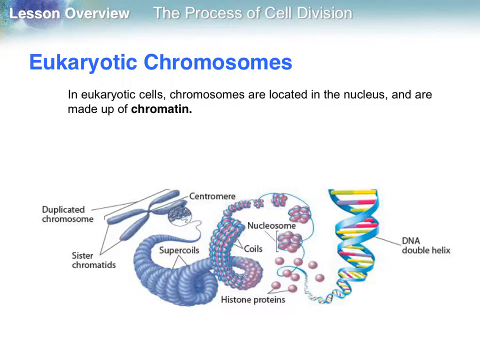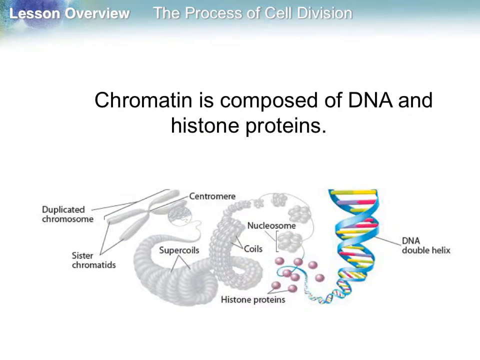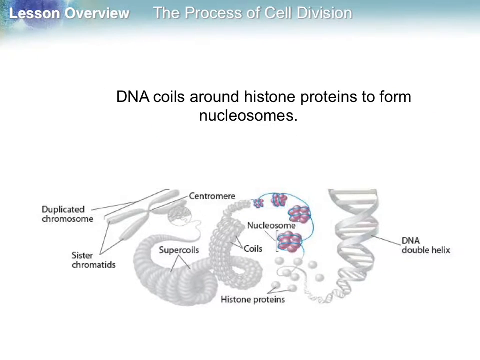In eukaryotic cells, chromosomes are located inside the nucleus, and the chromosome is made up of something we call chromatin. Chromatin is composed of two parts. It's composed of your DNA, and it's composed of special proteins called histones. The DNA coils up around these histones to help keep it from getting tangled. So it coils around the histones to form something called a nucleosome.